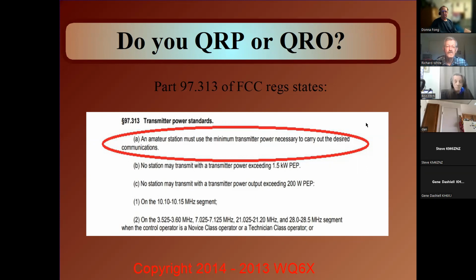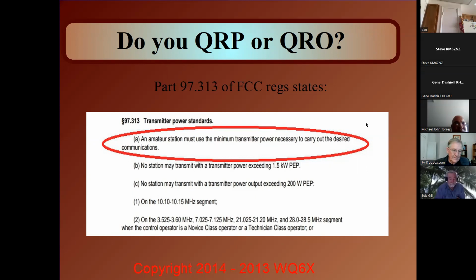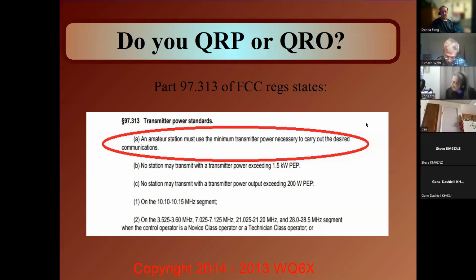Fellow ARCA club members, the title of today's little presentation is called QRP Reconsidered. And I open with the question, do you QRP or do you QRO? You're probably saying, what the hell is he talking about? What's a QRP or a QRO?